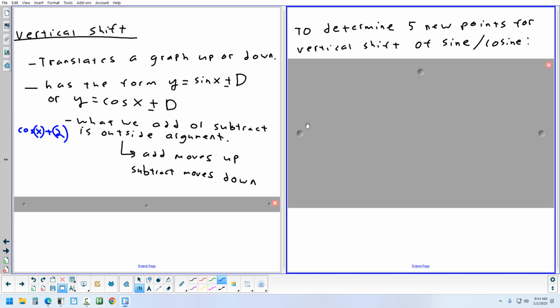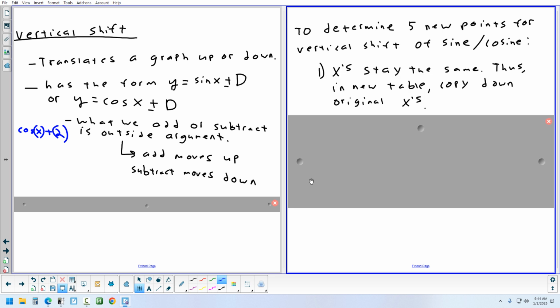So now we do the same thing. We're going to take our table. One column gets adjusted, one column stays the same. If we're moving up and down, which column is not affected at all? The x's. So what's nice about the x's staying the same is you don't have to worry about all the pi's and the fractions. Every vertical shift in the homework tonight will have x values of 0, pi over 2, pi, 3 pi over 2, 2 pi. None of those will change for the vertical shifts.